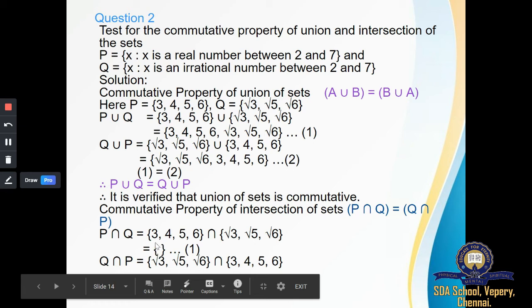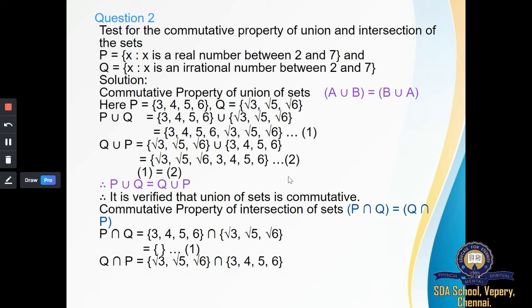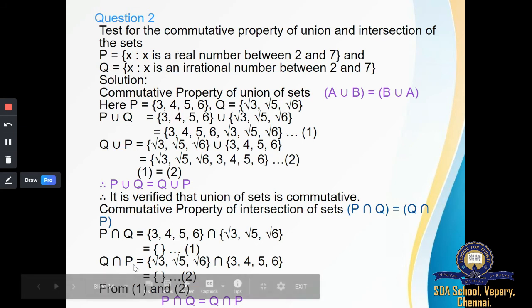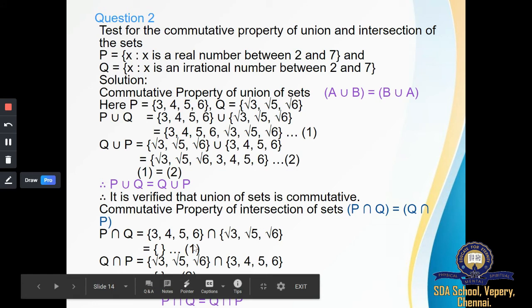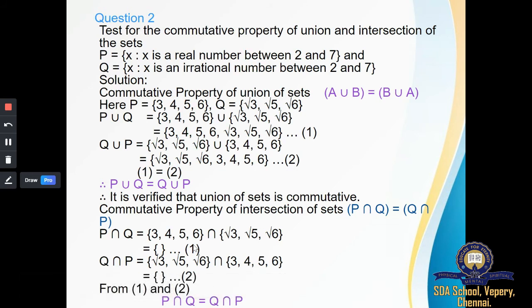So I have written down an empty set or a null set, and then I have marked it as equation 1, right? Then I have to also find Q intersection P. What is my Q intersection P? I have to write Q first and then P. Again, if you see, is there anything common between them? No. So what do I get? I get my null set. Let me mark this as equation 2. Now if you see carefully from equation 1 and equation 2, you'll be able to find that these both are equal to each other. So we have proved that P intersection Q is equal to Q intersection P, right?